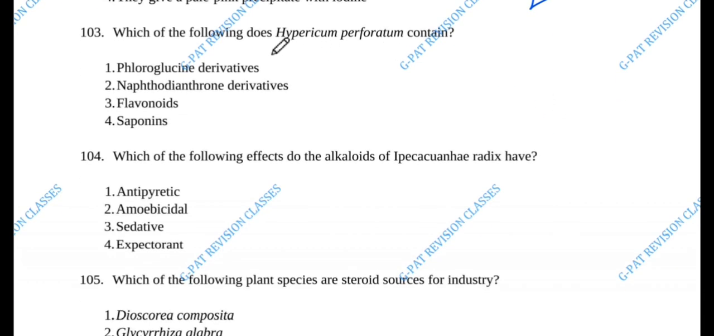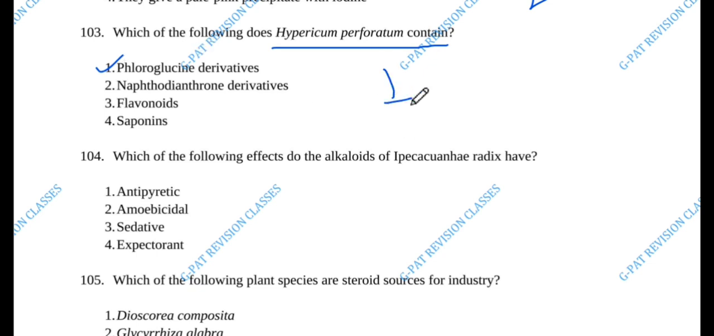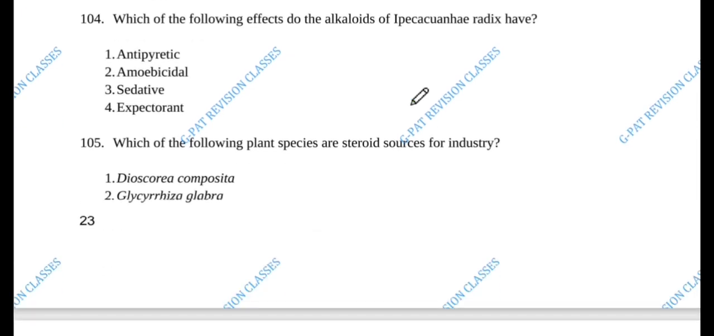Okay. Next is question number 103. Which of the following does Hypericum perforatum contain? The answer is A, fluoroglycine derivatives. The answer is first. Okay. Next is question number 104.